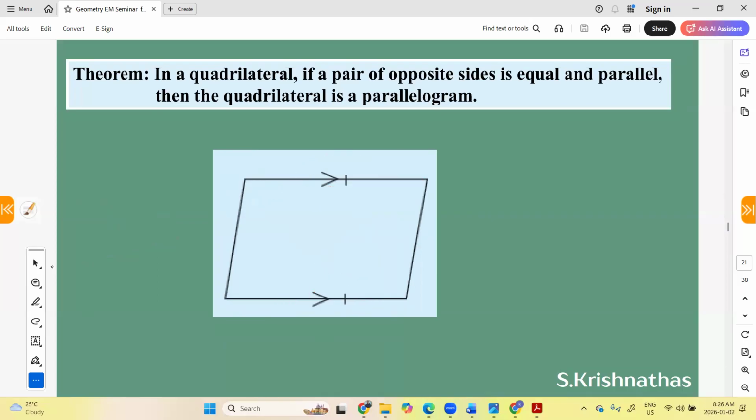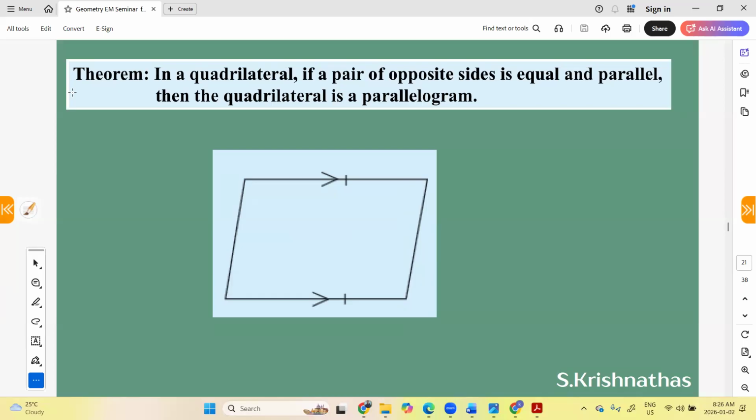Okay, the 4 conditions, students. One more time. In a quadrilateral, opposite sides equal, then it is a parallelogram. Opposite angles equal, it is a parallelogram. Diagonals bisect each other, it is a parallelogram. One pair of opposite sides equal and parallel, it is a parallelogram.